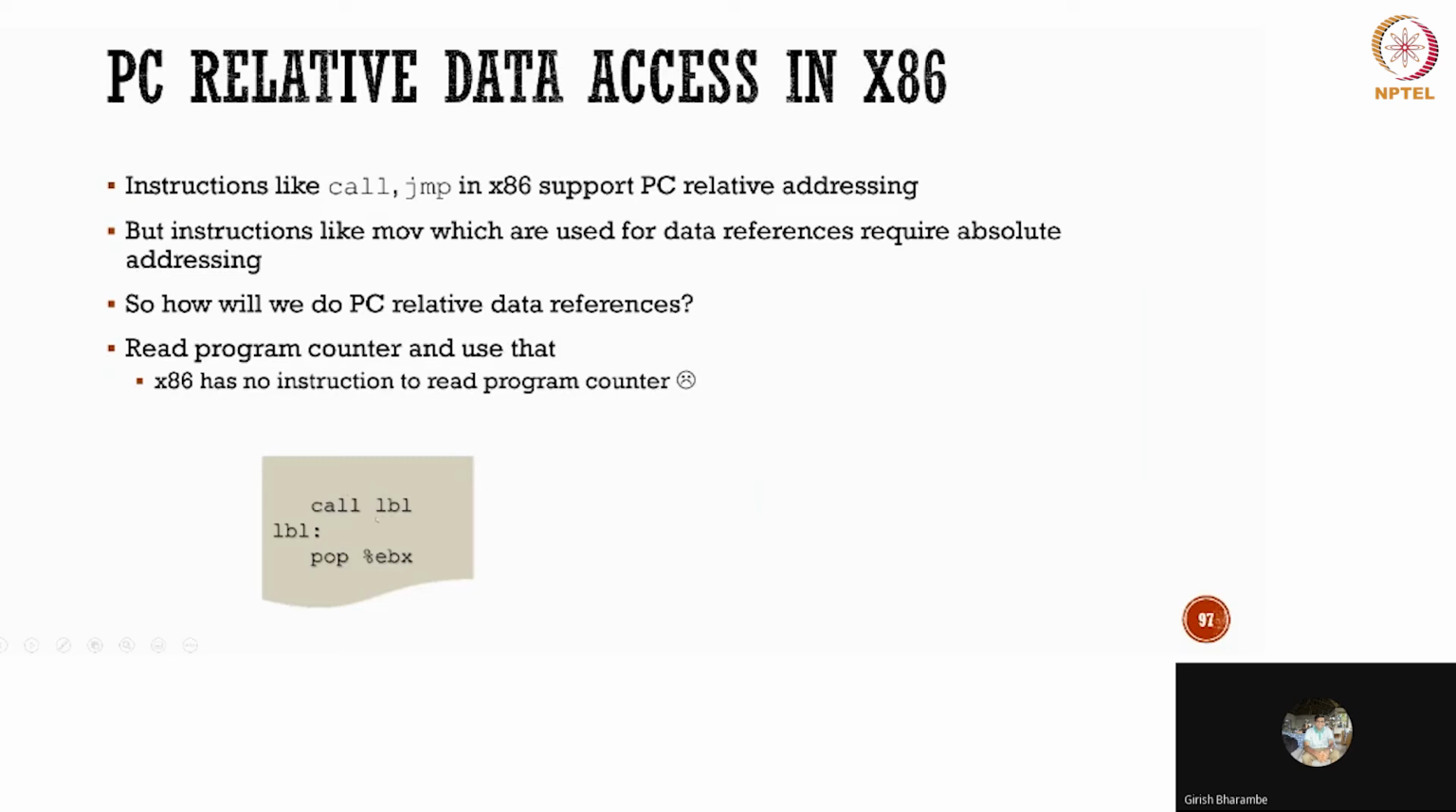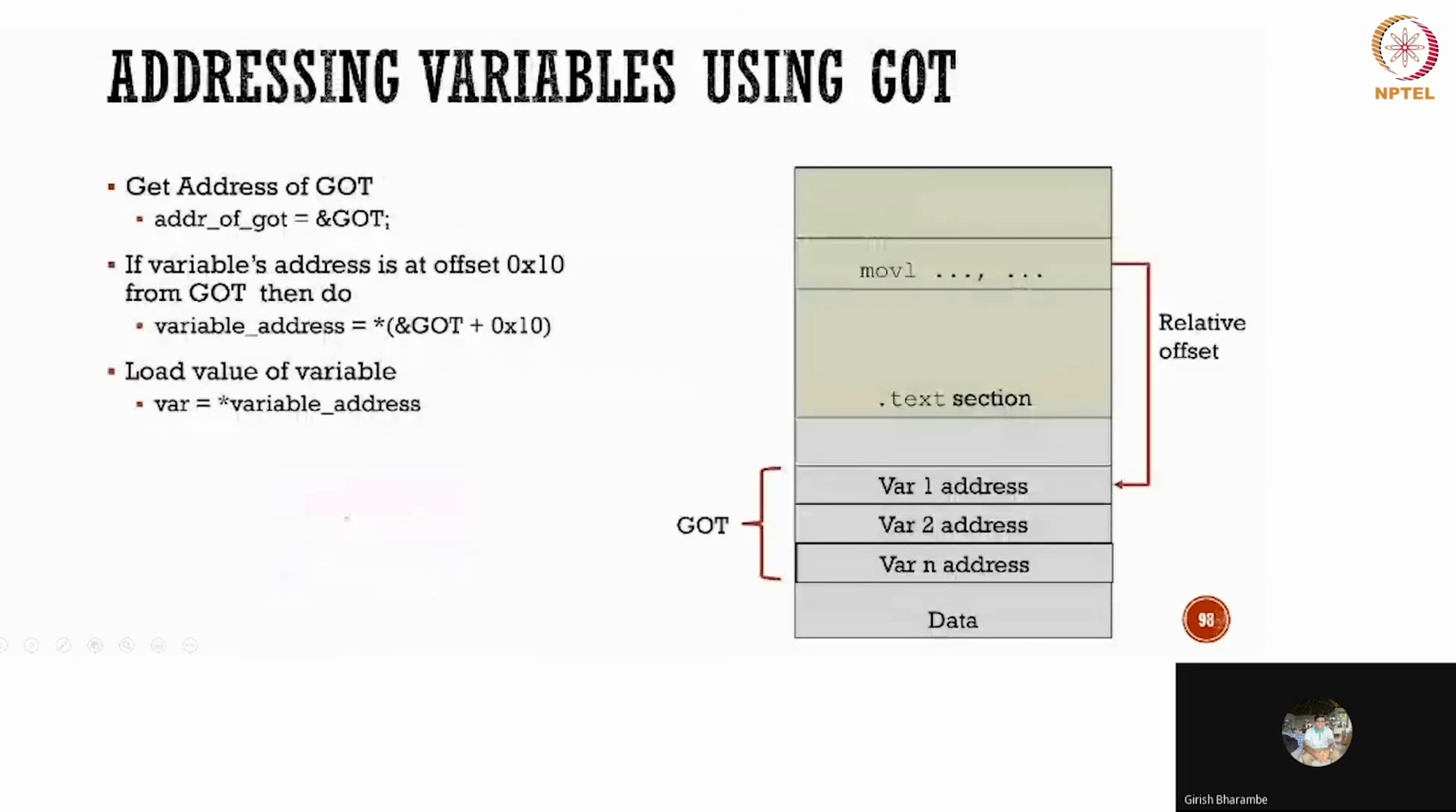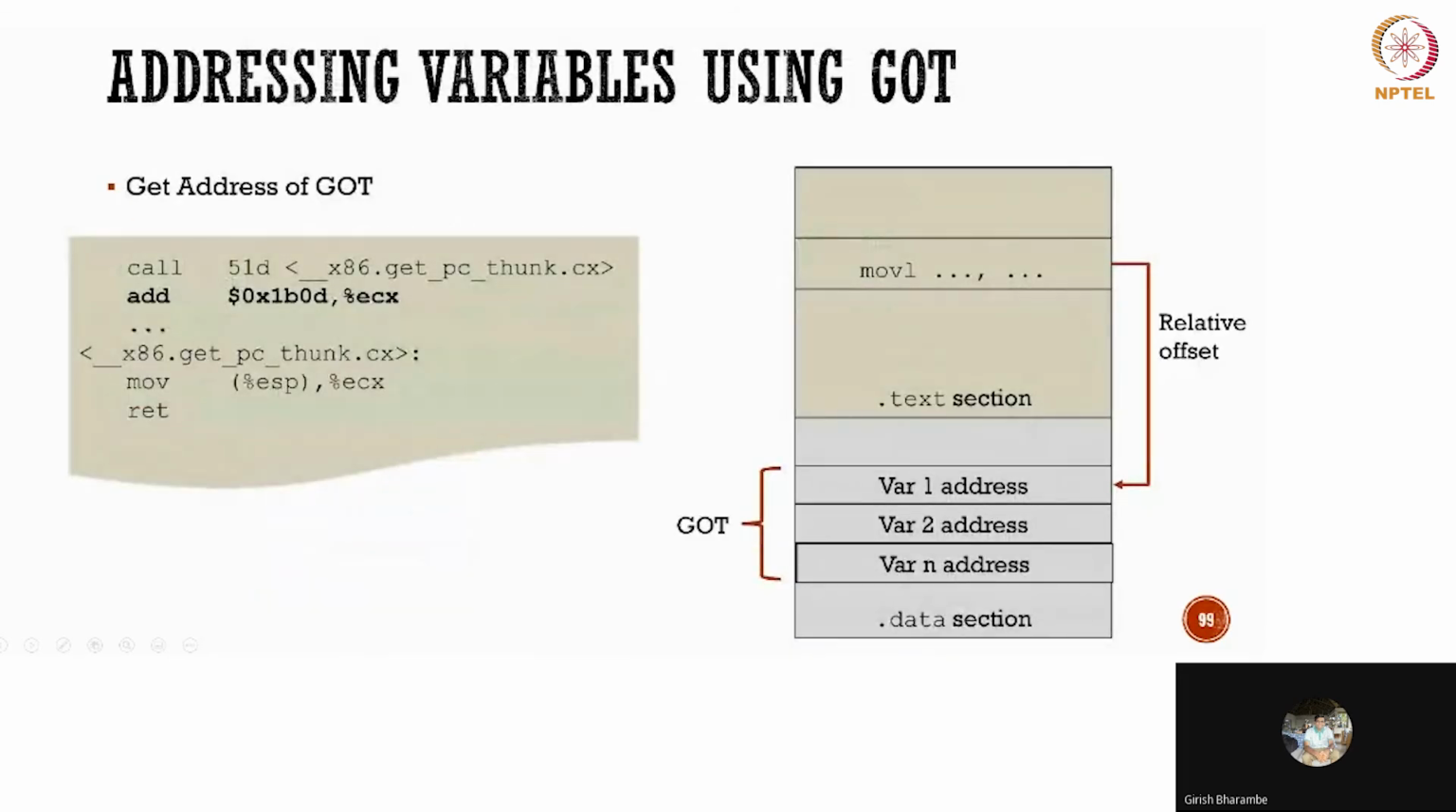x86 unfortunately doesn't have a way to create a PC relative reference. So there is a trick which I'll skip over for now. But essentially, you will see code something like this. What you can do is call some function.